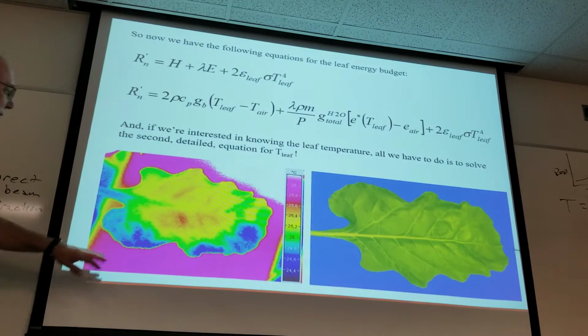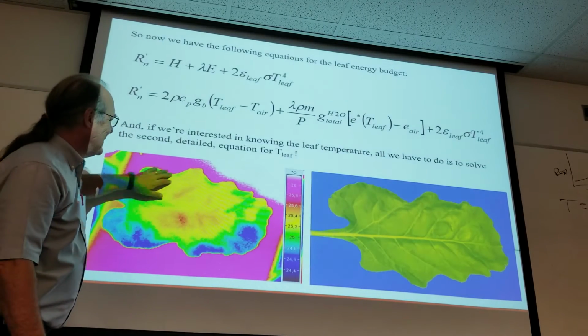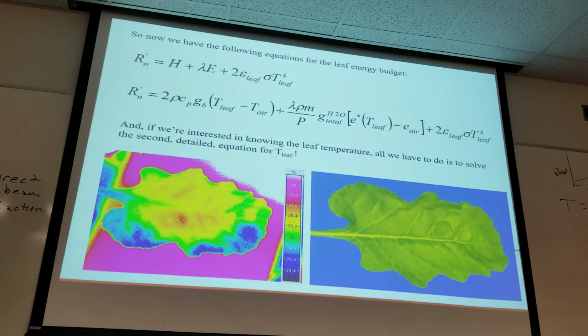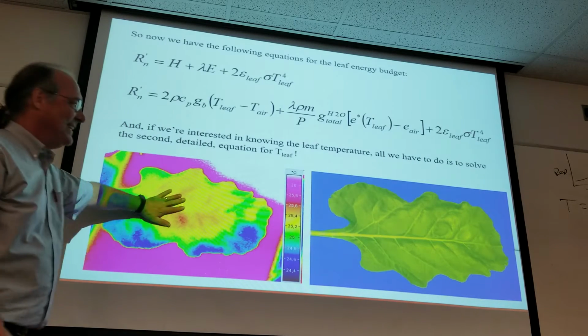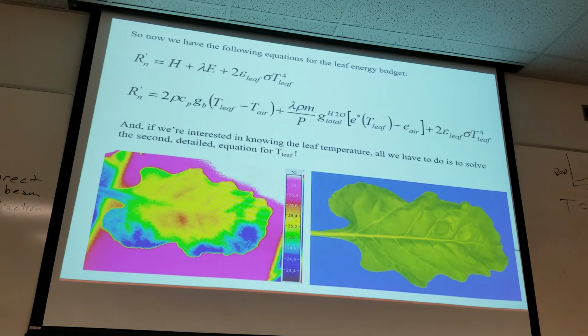This is a picture of how leaf temperature varies over the surface of the leaf. Look at that. It's not uniform, right? We won't get into this kind of detail. All right, so how do we solve that for T leaf?